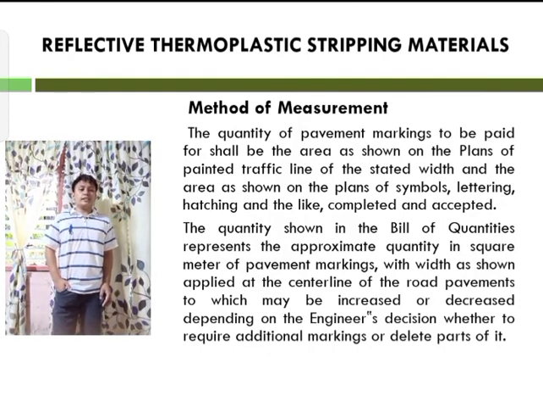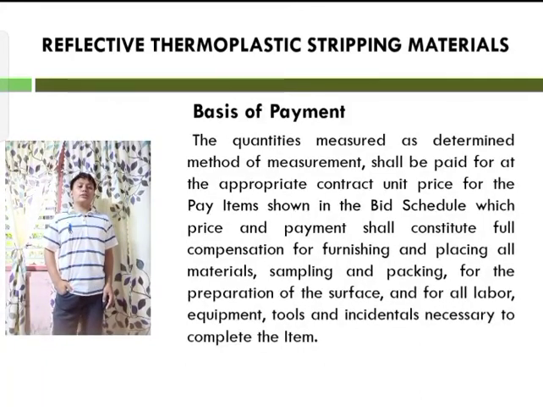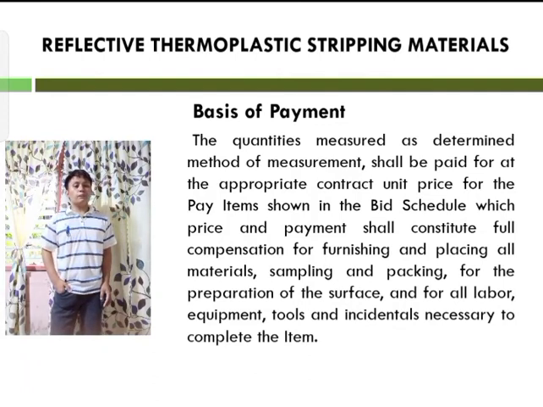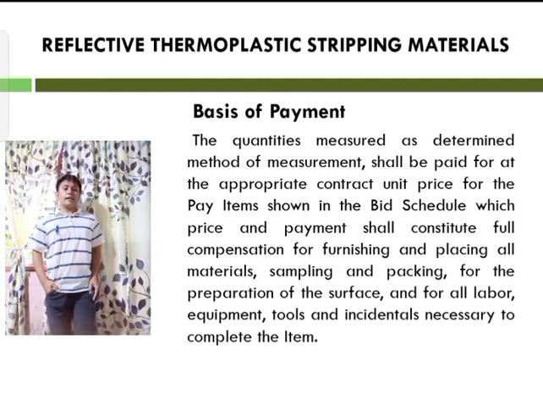Next is the basis of payment. The quantities determined by the method of measurement shall be paid for at the appropriate contract unit price for the pay items shown in the bid schedule, which price and payment shall constitute full compensation for furnishing and placing of all materials, sampling and packing, preparation of the surface, and for labor, equipment, tools, and other incidentals necessary to complete the item.